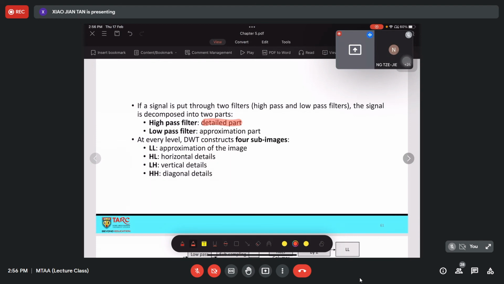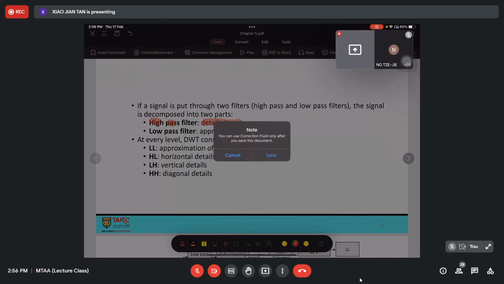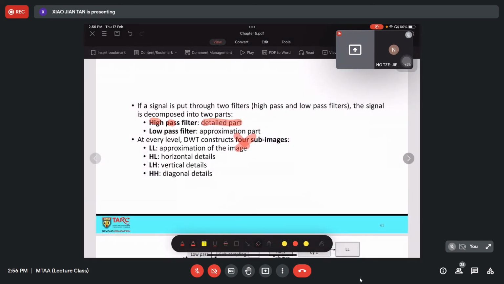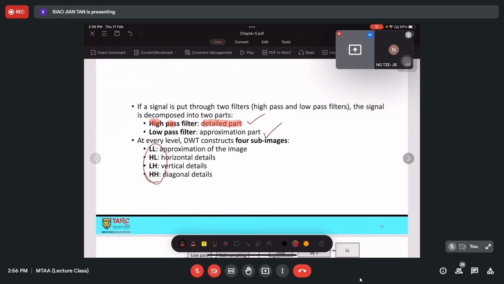That's all. Since high pass means you allow high frequency to pass through, you will be able to get only the diffuse part. And if you allow only the low frequency information, you will be able to get the approximate part. So at every level, DWT constructs 4 sub-images. And these 4 might not be the same. But anyhow, LL and HH would be the same, while LH and HL might be different, depending on row first or column first.